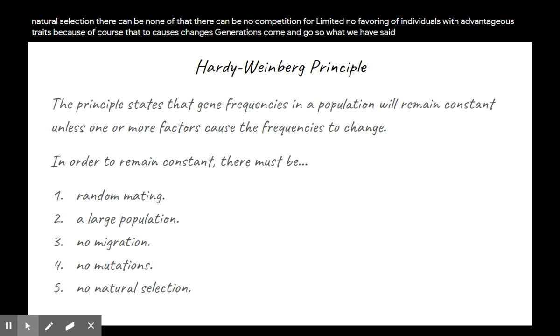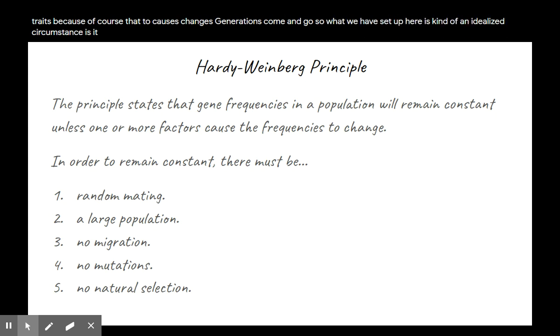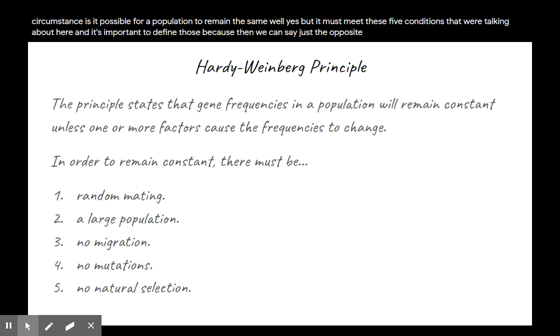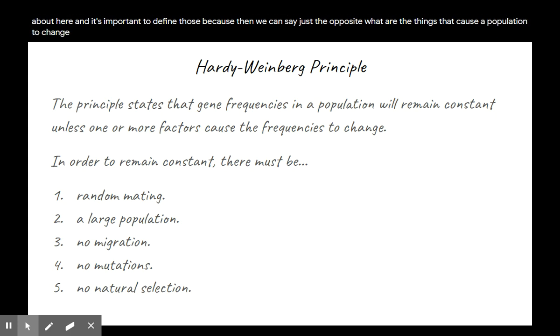So what we have set up here is kind of an idealized circumstance. Is it possible for a population to remain the same? Well, yes, but it must meet these 5 conditions that we're talking about here. And it's important to define those because then we can say just the opposite. What are the things that cause a population to change? What are the things that force a population to come out of genetic equilibrium and therefore evolve?